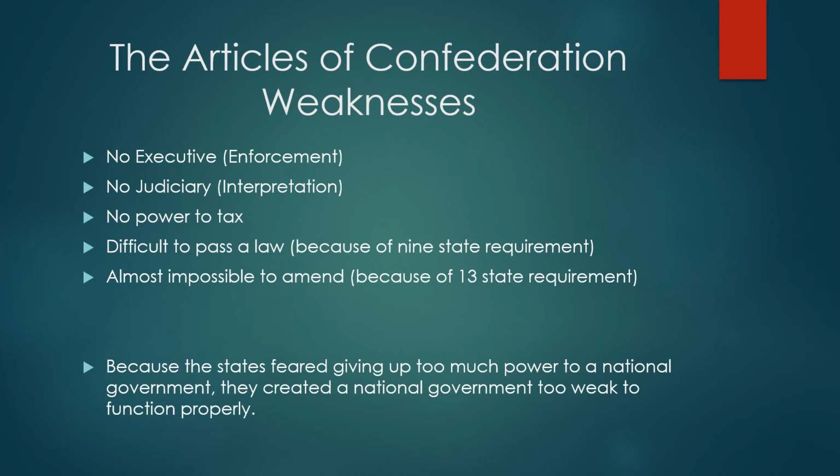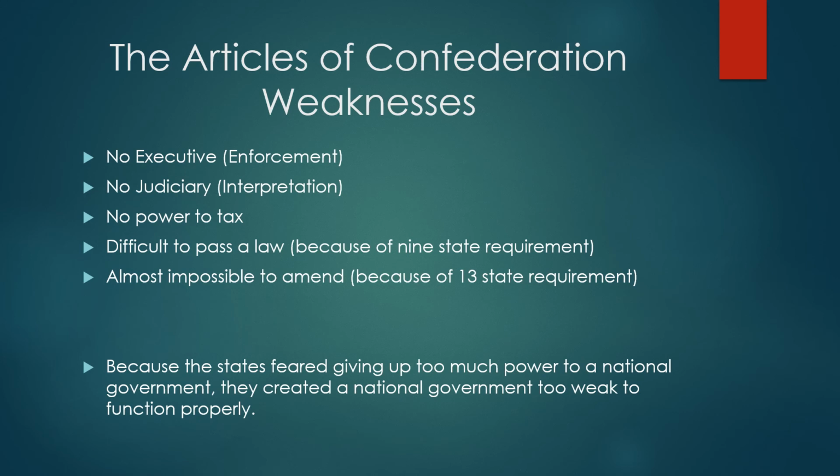The national government under the Articles had no power to tax. They could only request funding from the states, but they couldn't actually require it. And because of the 9-state requirement, it was very difficult to pass a law. It took a lot of support among the states to pass any law. And then the last weakness, it was almost impossible to amend because of the 13 state requirement. Just one state essentially had veto power over any changes to this document, and that again was intended so that the new government could not assume more power. One state could stop that from happening.